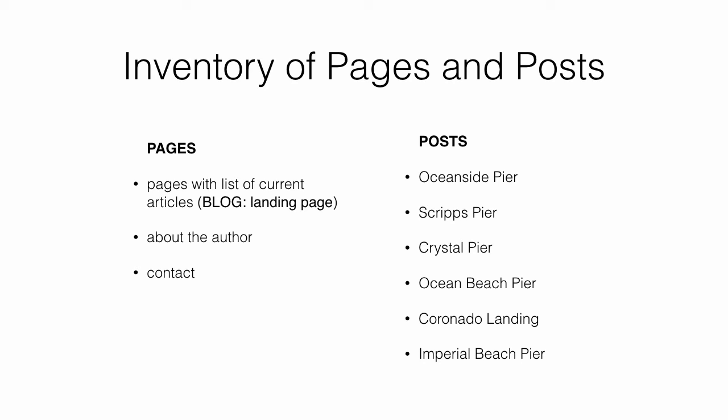And then we decided that we have these 6 starting posts. I decided I'm going to visit Oceanside, Scripps, Crystal Pier, Ocean Beach, Coronado Landing, and Imperial Beach Pier. Okay, so those are the first articles that I'm going to write, take pictures of, and do mapping information and so forth. Okay, so that would be interesting stuff to people.